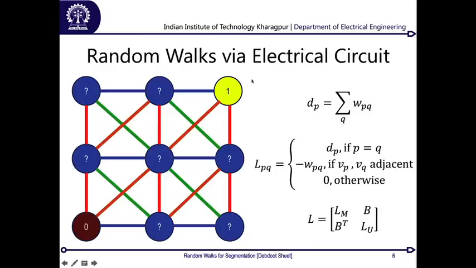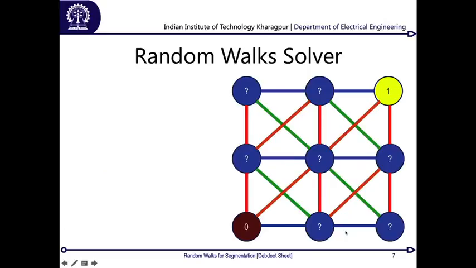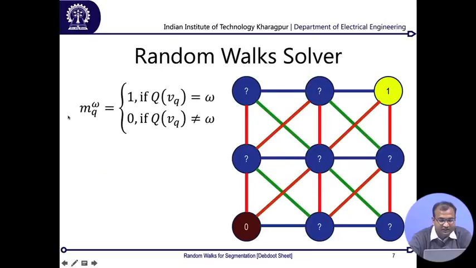So, L_M will have entries from this one to this one if there was a connection involved, but that is not there. Then L_U will have an entry from this one to this one, and then this one to this one, which are all unmarked. Whereas B will have an entry from this to this, this to this, this to this, and this to this, and this one to this one. So, these are the kinds of entries which will be present in this matrix called L, the Laplacian matrix.